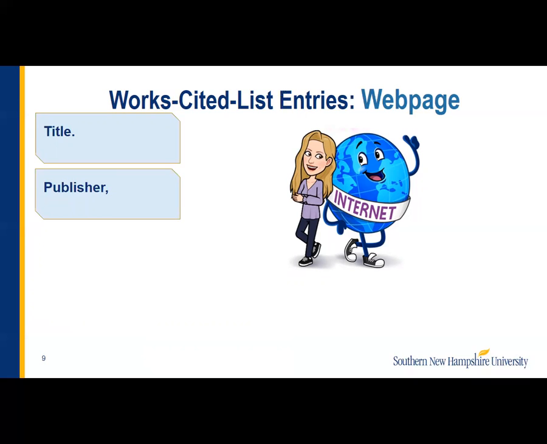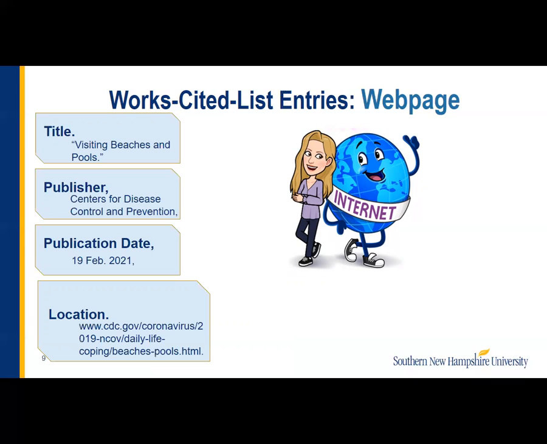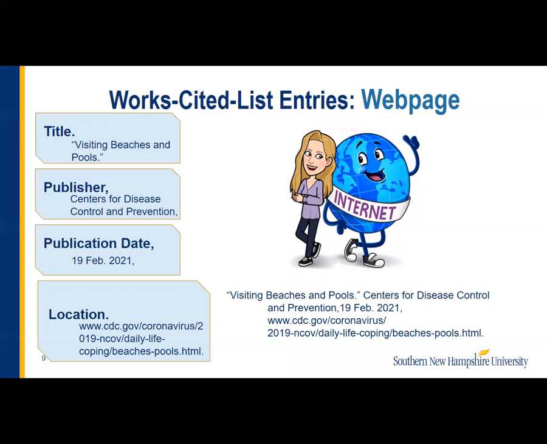For example, on the Centers for Disease Control and Prevention, or CDC website, there is no individual author on this page. However, in this case, the author, or the CDC, is the same as the publisher. So in this case, we would omit the author and place the CDC as the publisher. Be sure to write out the name of the organization, corporation, or government agency rather than abbreviating them.